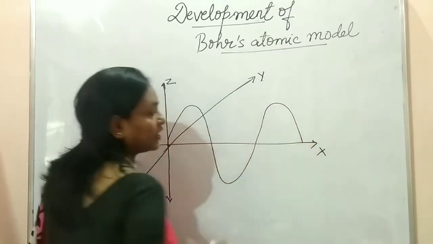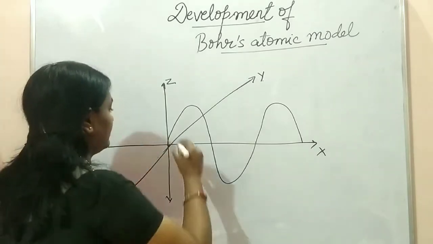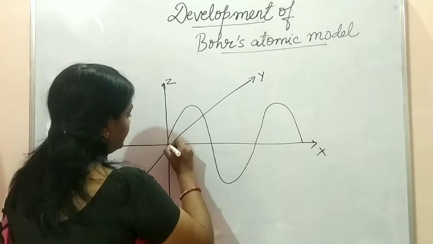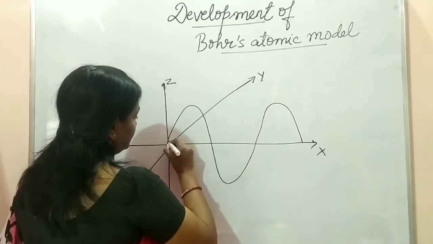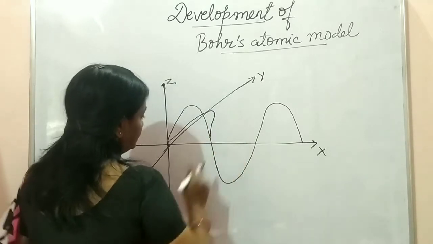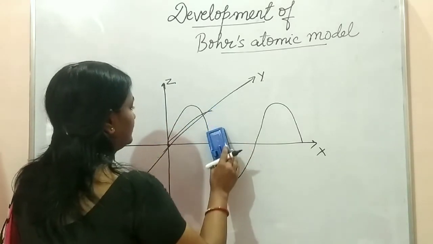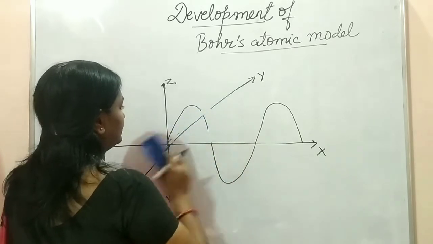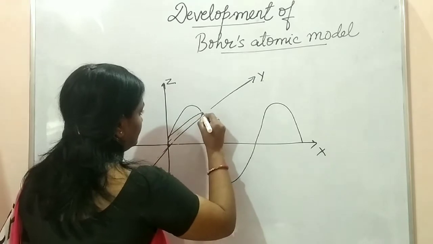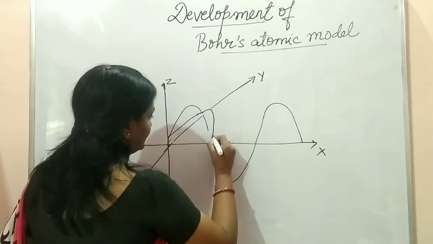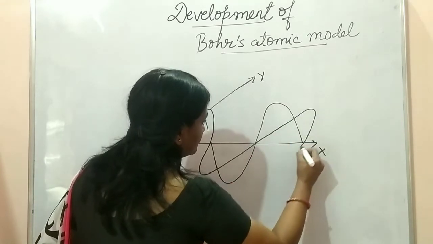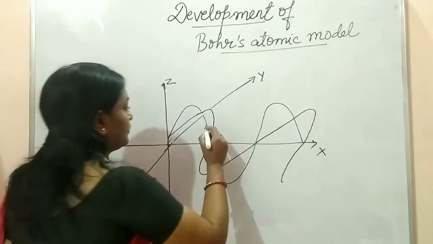Now these are the oscillations of the electric field. The oscillations of the magnetic field would be something like this.